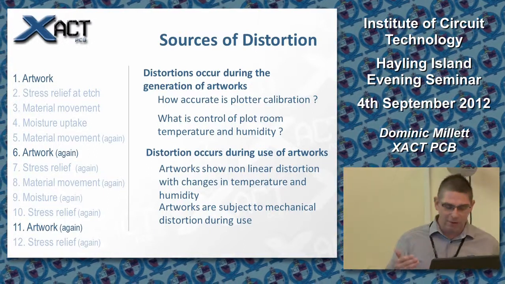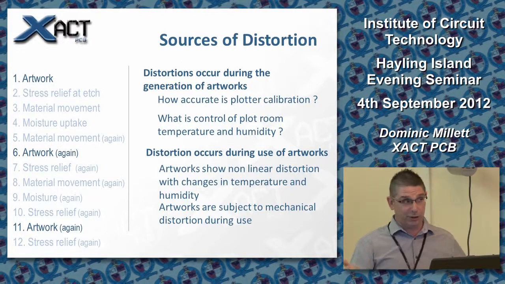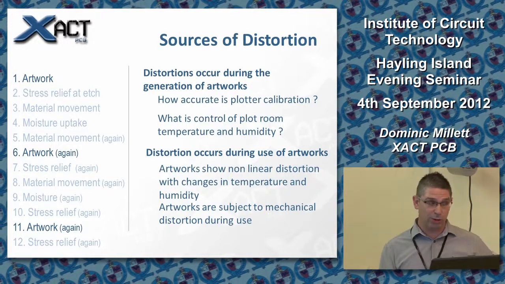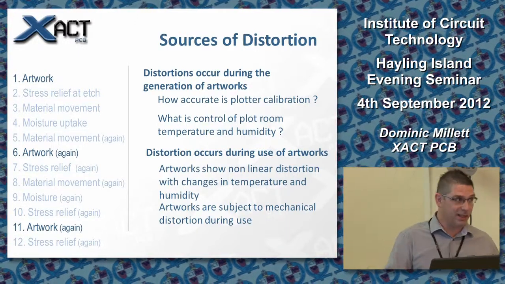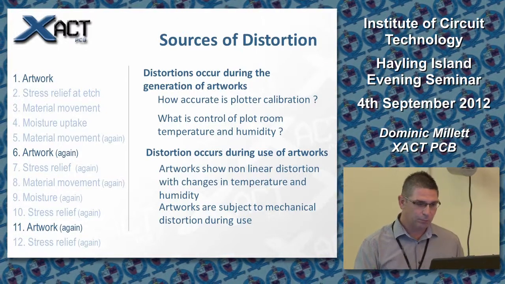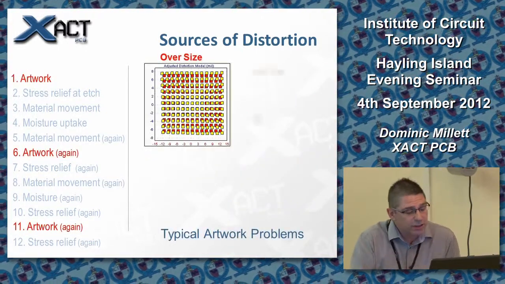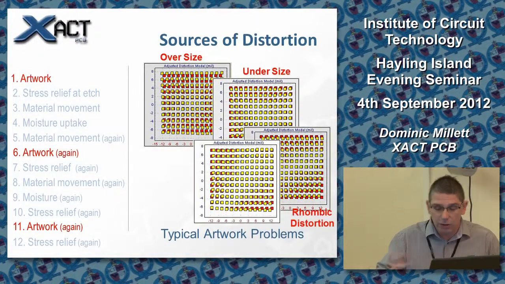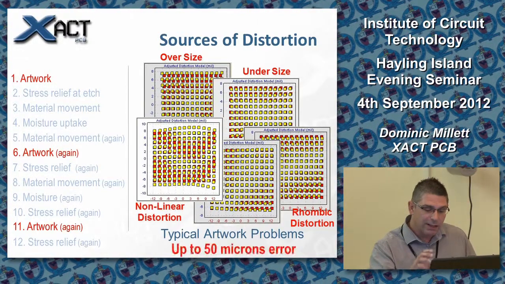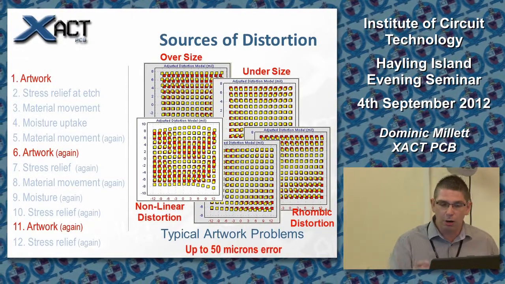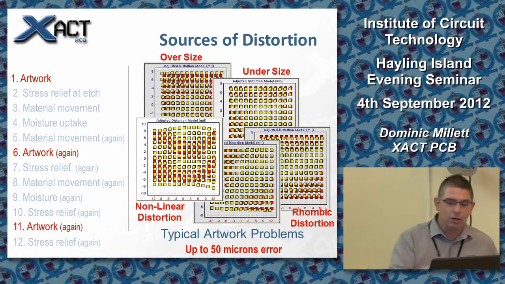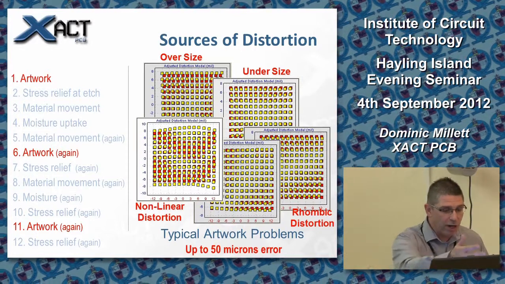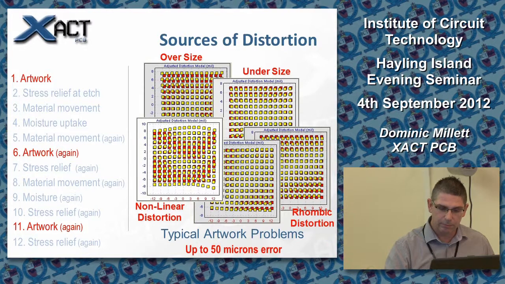I don't know how many of you have actually sat and watched operators using artworks when they're physically printing panels. You'll be amazed to what extent they push and pull artworks to fit on pins and just make the things fit sometimes. Typical values we've seen on distortion in artworks, and these are real-world values that were measured during the research we've done in the past: typically 50 microns error on an artwork, and this can be undersized, oversized, nonlinear distortion, rhombic distortion. Typically 50 microns, and that's on one artwork, and it's used several times in the process.